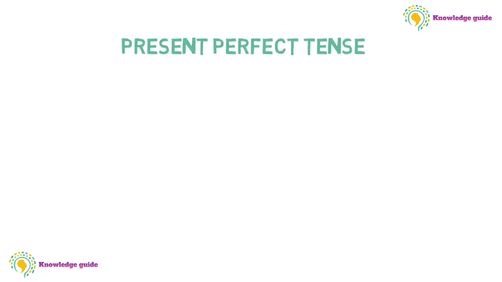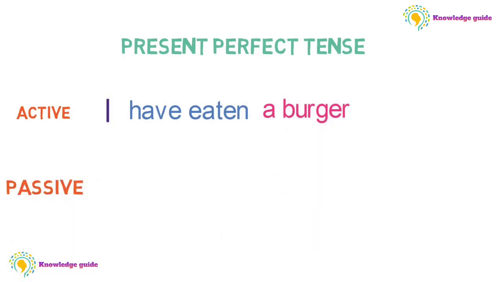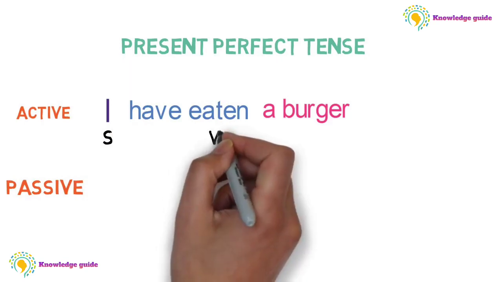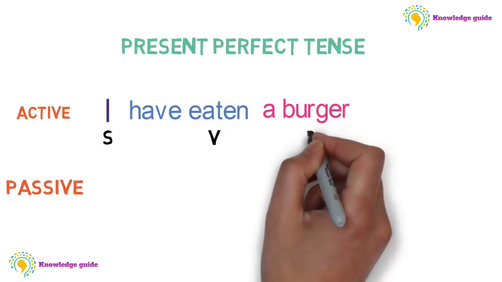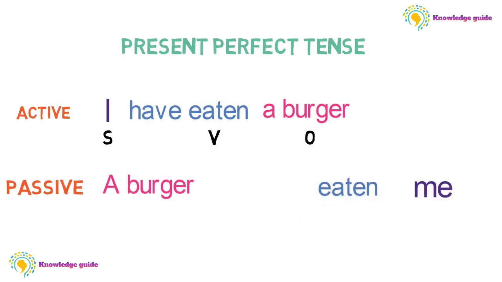Dear learners, now let's see examples of present perfect tense. Active voice. I have eaten a burger. Firstly, we have to identify the subject, verb and the object. Here, I is the subject and eaten is the verb and burger is the object. Now let's swap the position of the subject and the object. Here it will be a burger and I will change to me and be placed in the last position. And changing the main verb to the third form, it will be eaten.